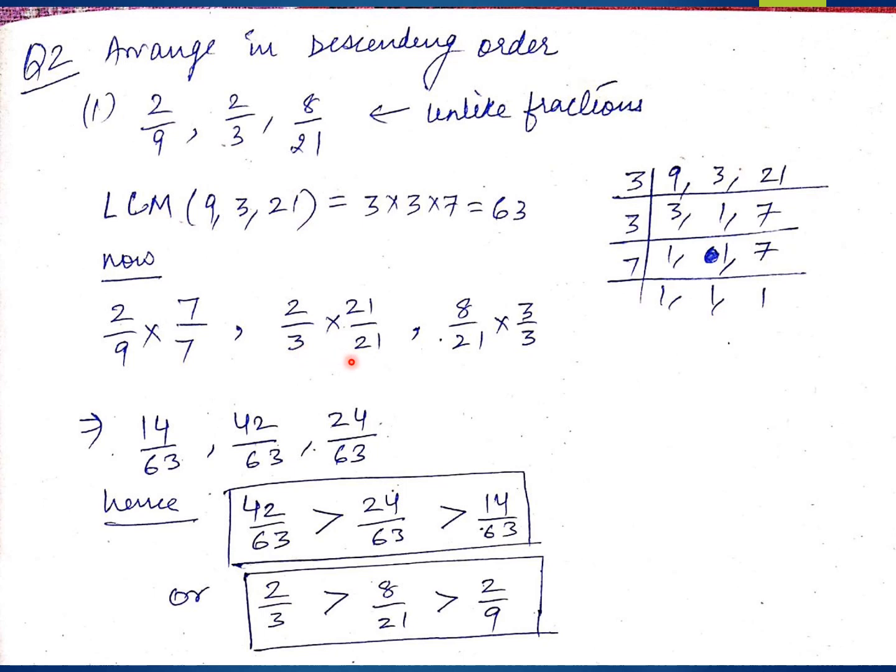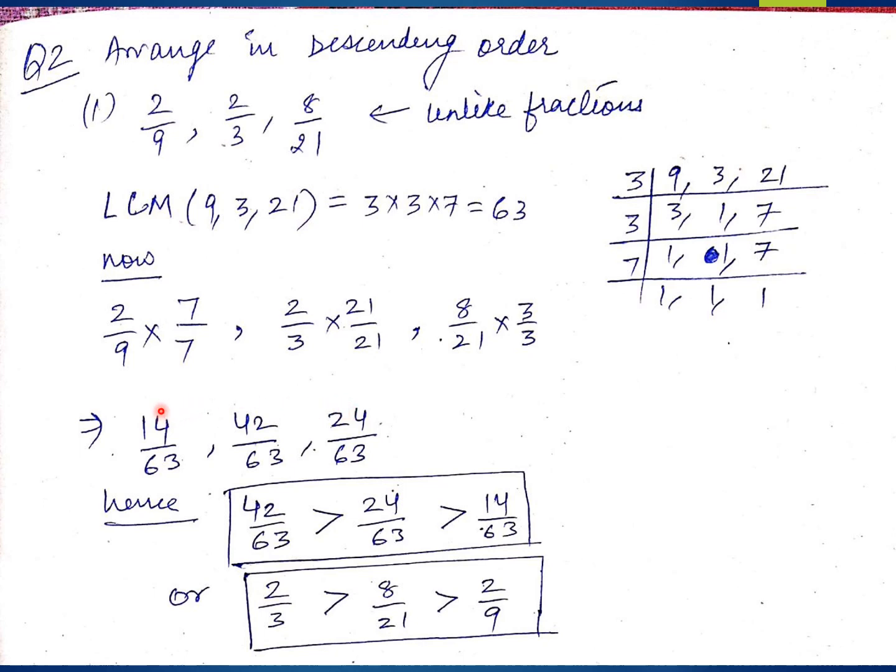No issue. If you find it difficult to guess what number to multiply, just see here. Cover the number you already have. We have 3, I covered 3. See what is remaining. Remaining is 3 into 7, that is 21 upon 21, comma 8 upon 21. What to multiply? Cover 21. See what is left? Only 3. So 3 upon 3. And we have got the numbers as 14 upon 63, 42 upon 63, 24 upon 63.